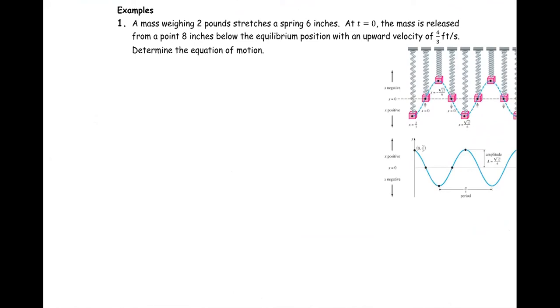So for the first example, a mass weighing 2 pounds. I'm going to pull out some key terms here. 2 pounds stretches a spring 6 inches. At t = 0, the mass is released from a point 8 inches below the equilibrium position with an upward velocity of 4/3 feet per second. And we're going to find the equation of motion. Equation of motion, that means the equation x of t.